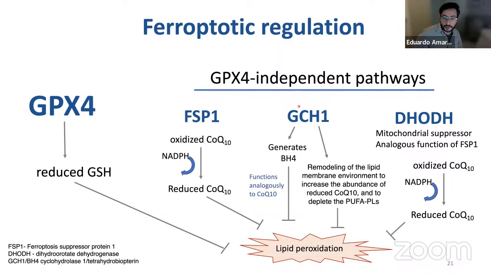peroxide. GCH1 generates BH4, which works similarly to CoQ10 to bring down the levels of lipid ROS, but this molecule has also been shown to modulate the concentration of PUFA in biological membranes. There's another one, DHODH, which is known as a mitochondrial suppressor of the ferroptotic pathway and works similarly to FSP1. So basically it converts oxidized CoQ10 into reduced CoQ10, and this will be important for bringing down the levels of lipid peroxidation.